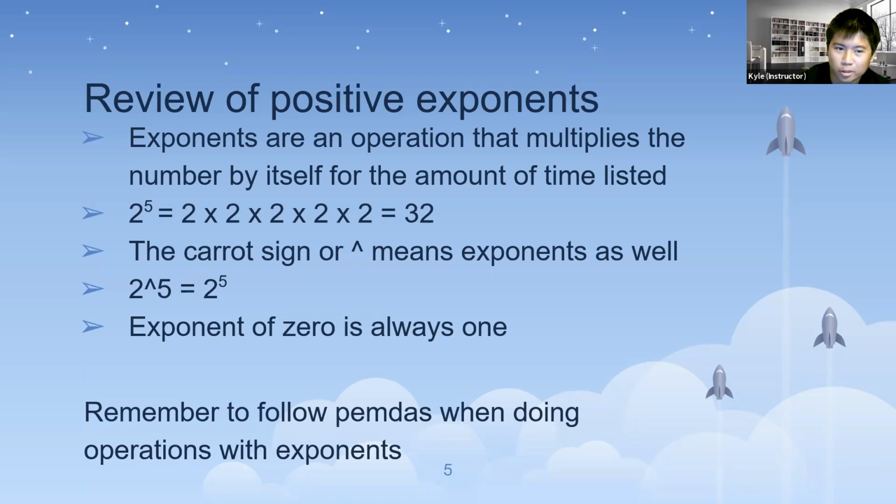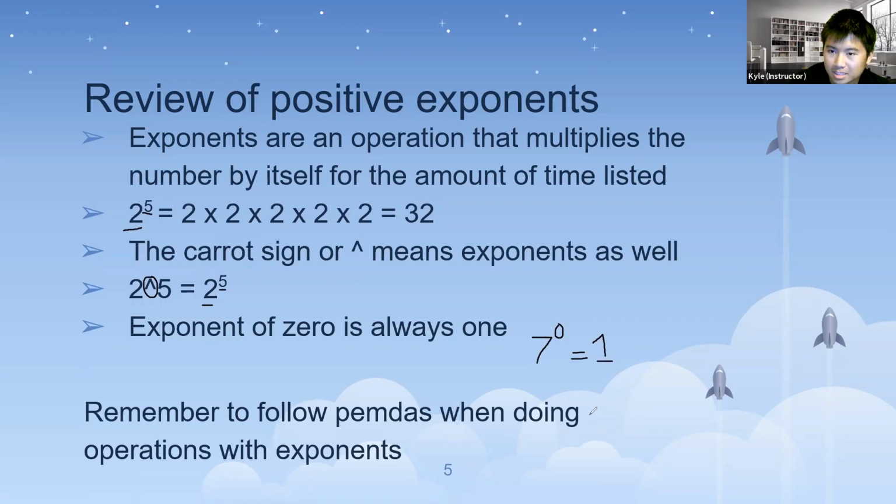Let's first go over positive exponents, which you guys have already learned about in the previous course, so this is just a review. Again, an exponent is an operation that multiplies the number by itself for the amount that's listed. For example, 2 to the power 5 is 2 multiplied by itself 5 times, or 32. You can use a small number next to the big number to indicate exponents, or you can use a caret symbol, which is the same as a small exponent. And just for you to know, an exponent of 0 is always 1. No matter what number you put to the 0 power, it's always 1.